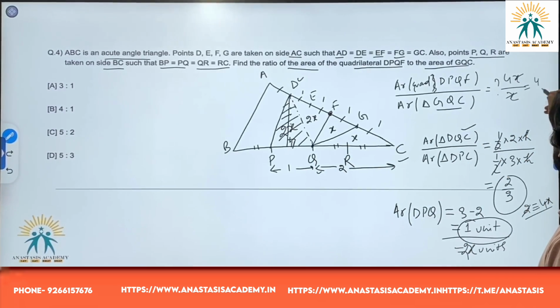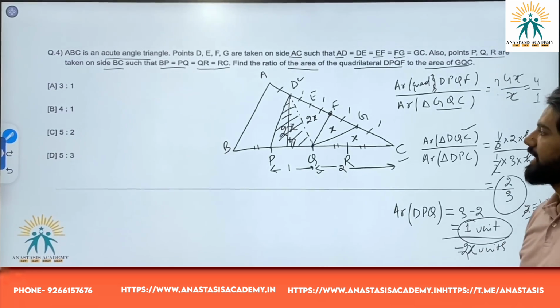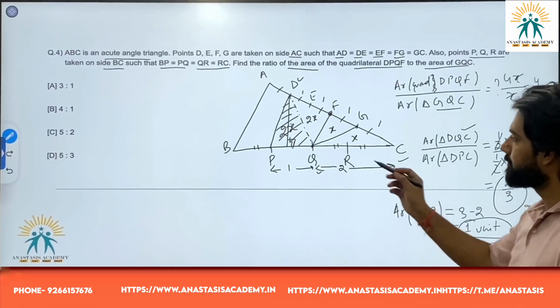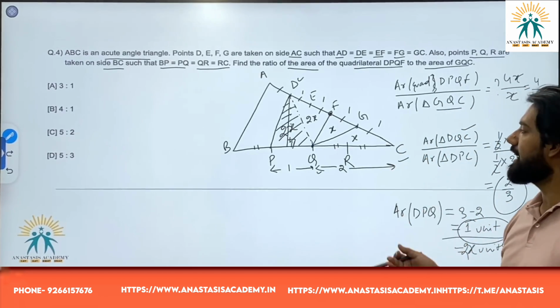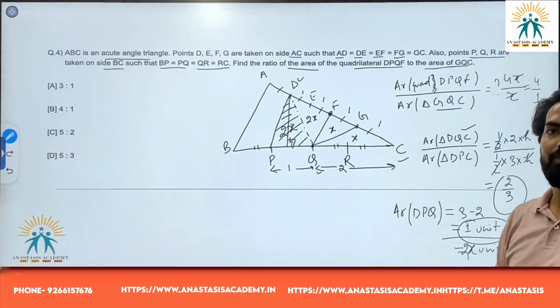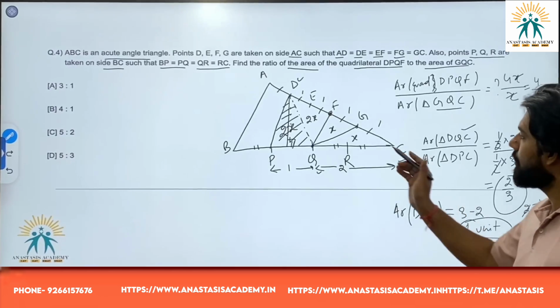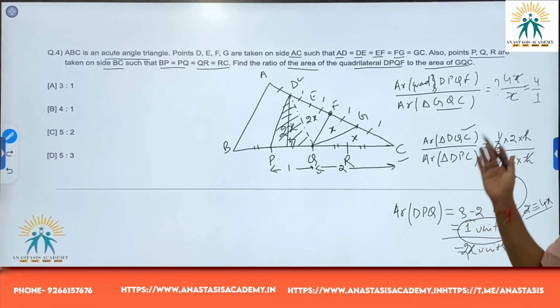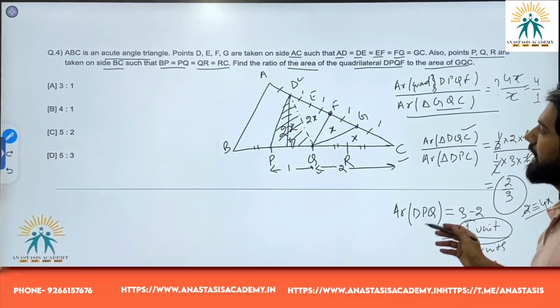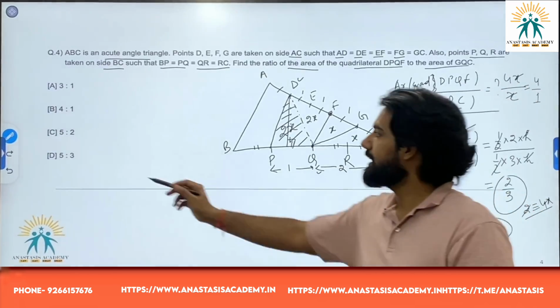So ratio is 4:1. Simply using the properties that triangles on the same base have areas in the ratio of their bases. I'm using these simple properties to get the answer. So correct answer to this question is option B.